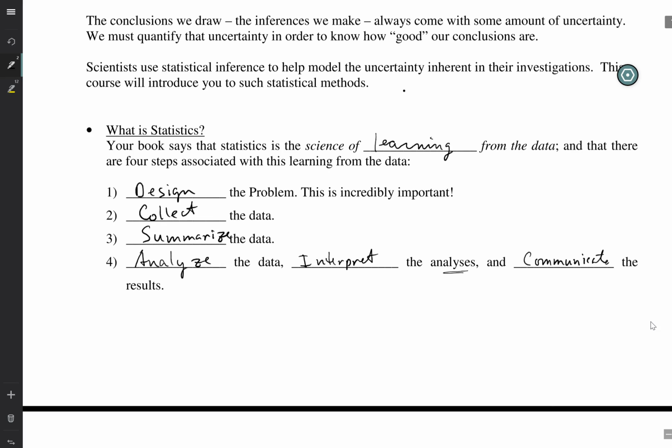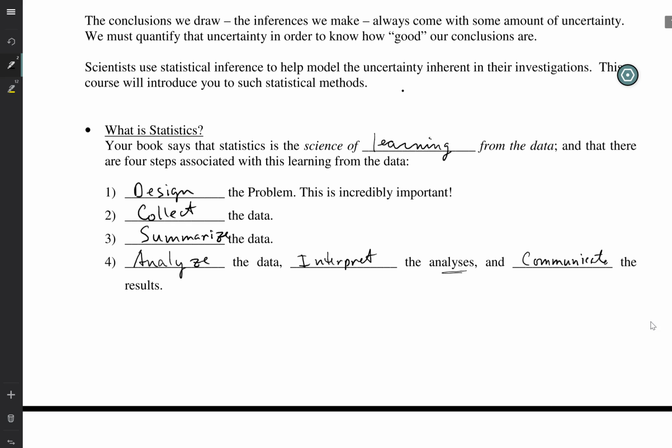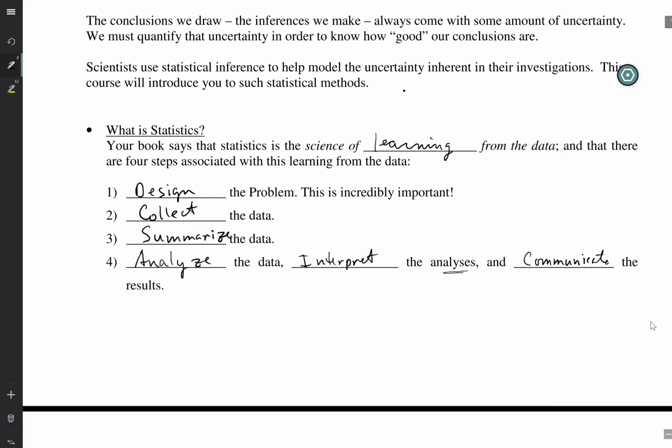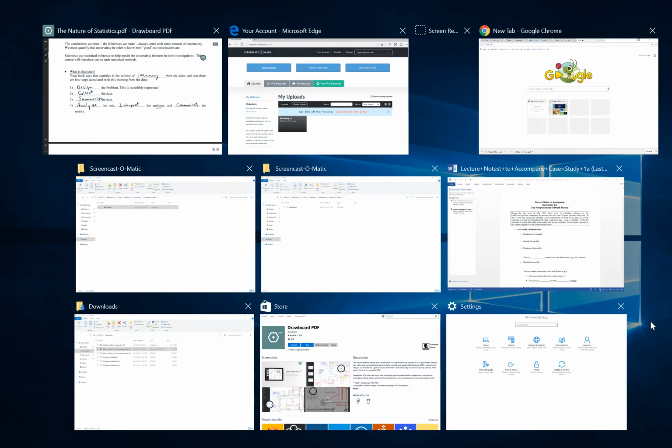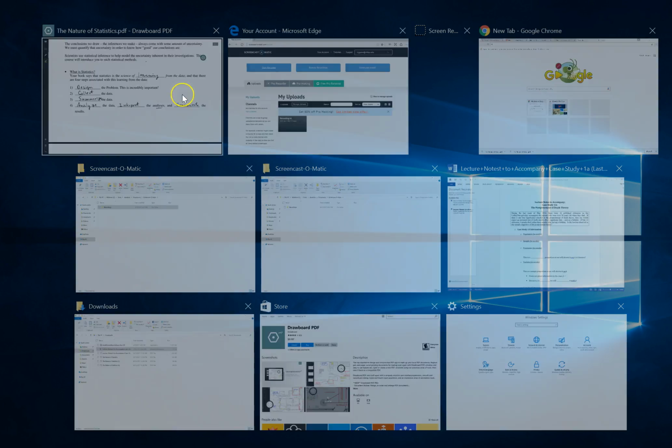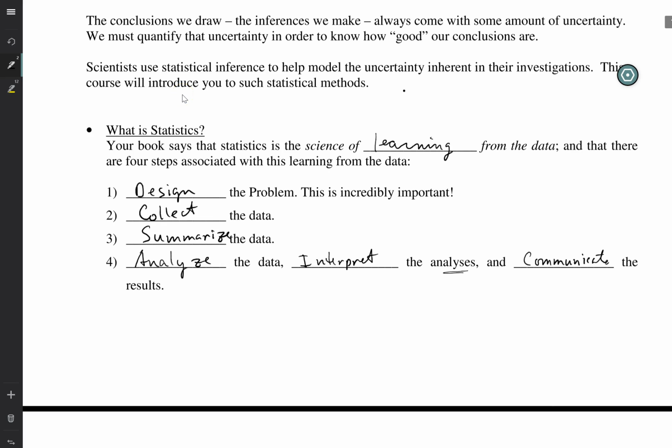the results. Let's see, my window has shifted over. Let me see if I can fix that. Uh-oh. Okay.